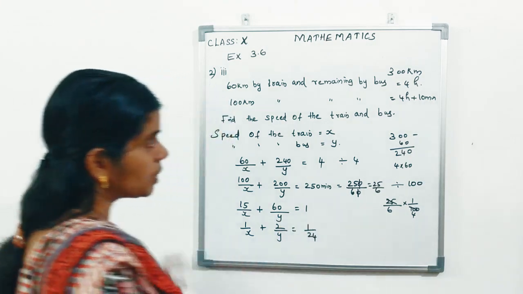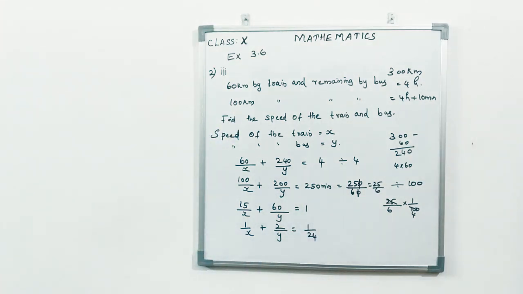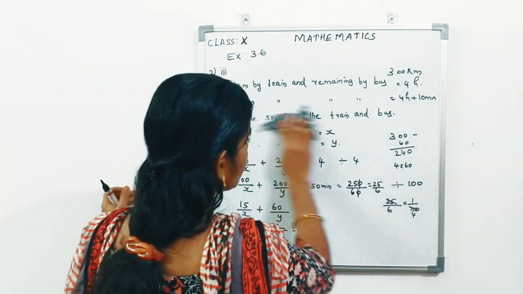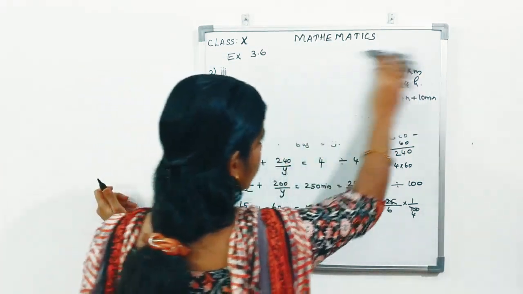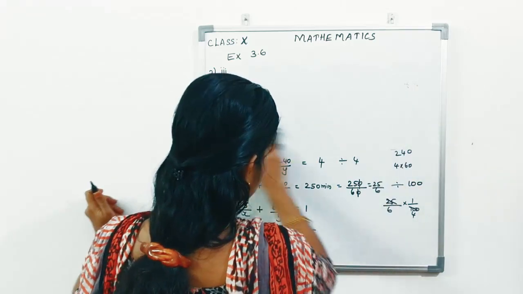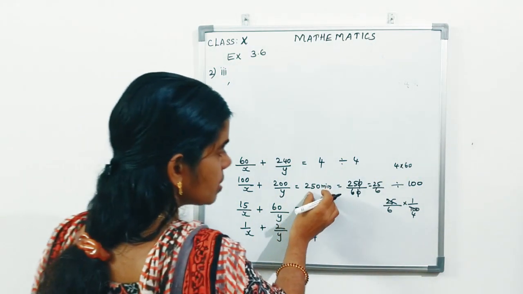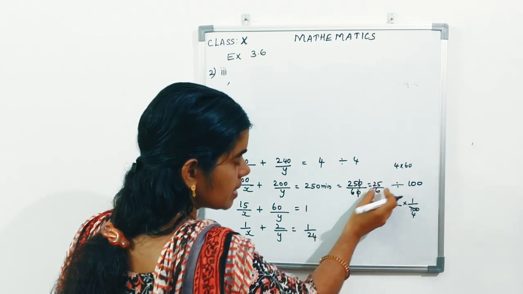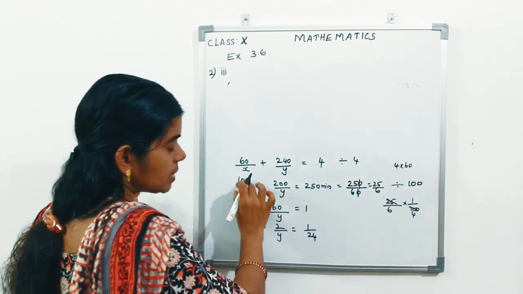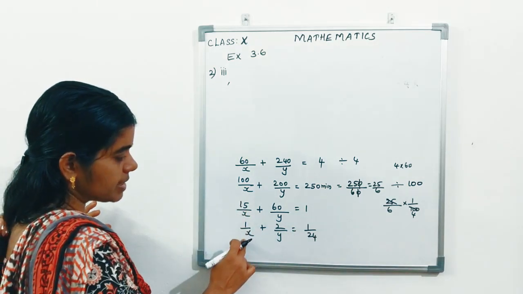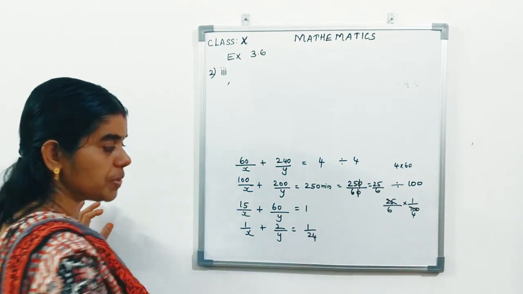These will be our two equations. Next, we want to change them to linear equation form, then find the value of x and y. Here you got 250 minutes. Now I changed this to hours, 250 by 60, then you got 25 by 6. Then throughout this equation I divided by 100. Then I got 1 by x plus 2 by y is equal to 1 by 24.